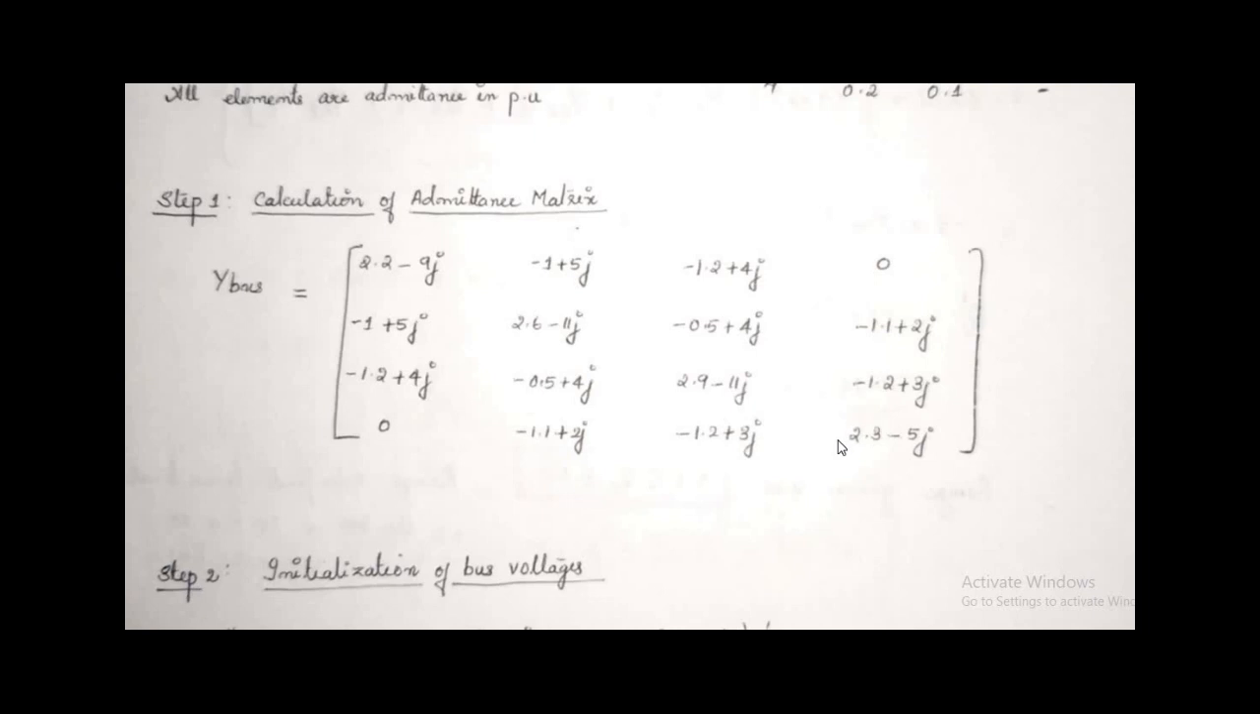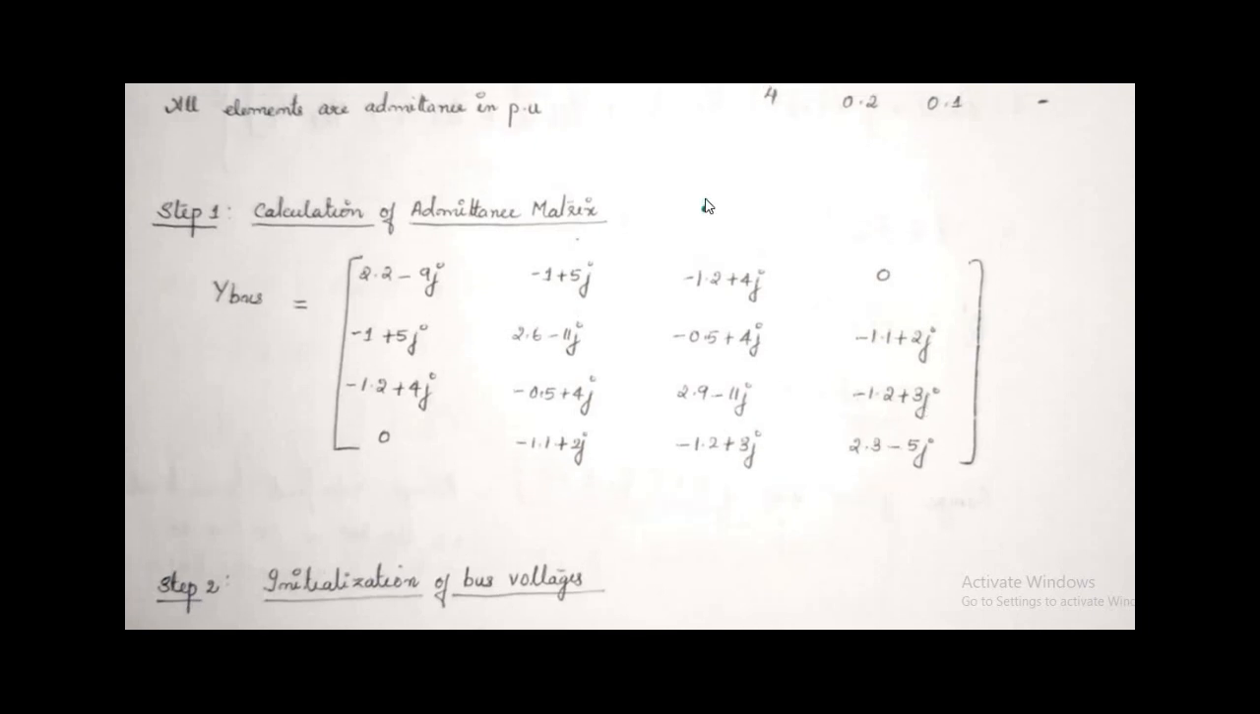How will you calculate the diagonal elements in the bus admittance matrix? Yes, it is actually the sum of the admittances connected to a particular bus, isn't it? So for example, Y11 means 1 minus 5j is connected, and 1.2 minus 4j is connected. So the sum of these two, isn't it? These are the two admittances connected to the first bus. That is our first element.